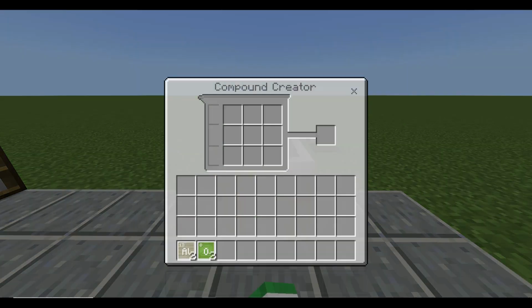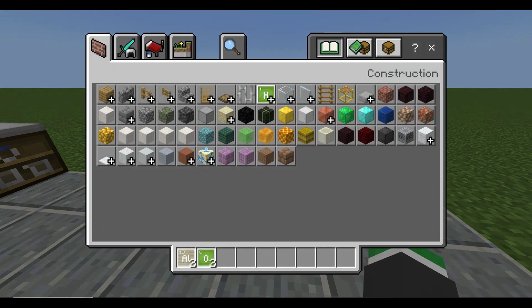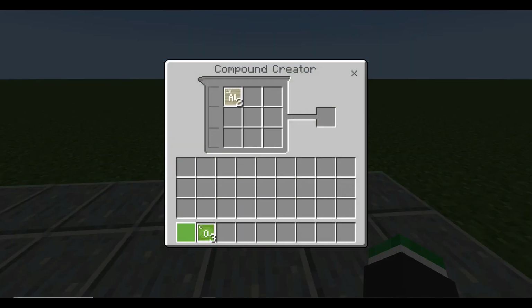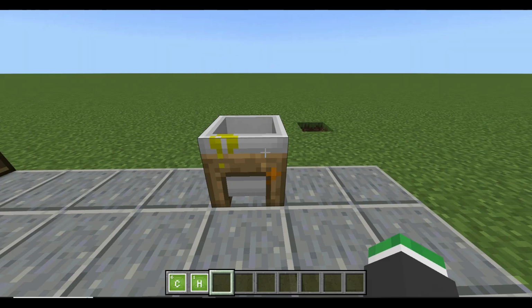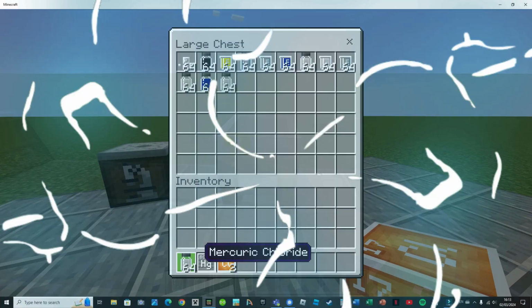To make aluminium oxide, you need 2 aluminium atoms and 2 oxygen atoms. Not 2 oxygen atoms. You actually need 3 oxygen atoms to make aluminium oxide. Next is polyethylene, which you need 10 carbon and 20 hydrogen to make.